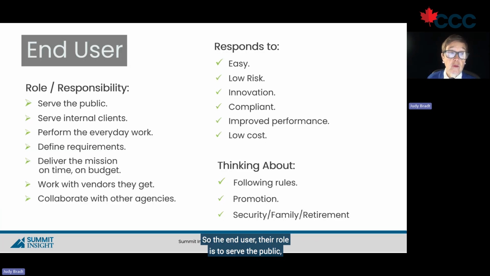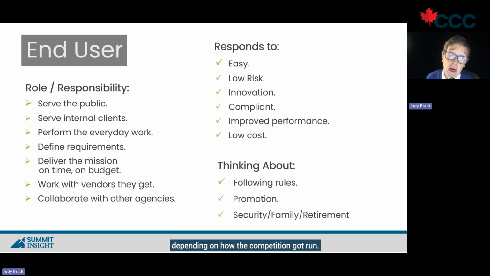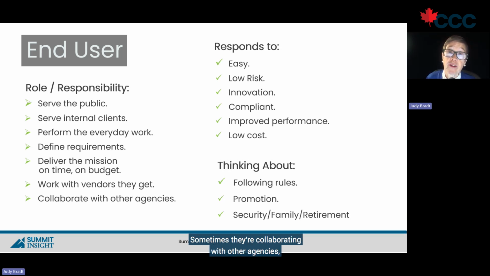So the end user, their role is to serve the public, but they also serve internal clients, including the stakeholder, as well as other departments and other people and programs in their organization. They are performing the everyday work in the account. They're defining requirements. Their job is to deliver the mission on time, on budget, and work with the vendors they get. And that isn't always the ones they want, depending on how the competition got run. Sometimes they're collaborating with other agencies. They want to make it easy.